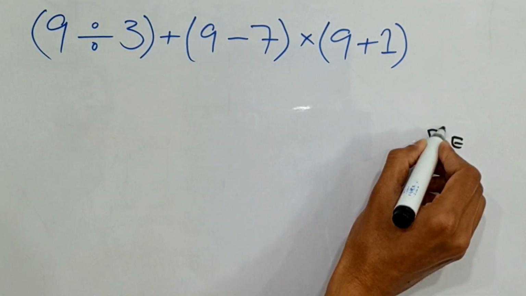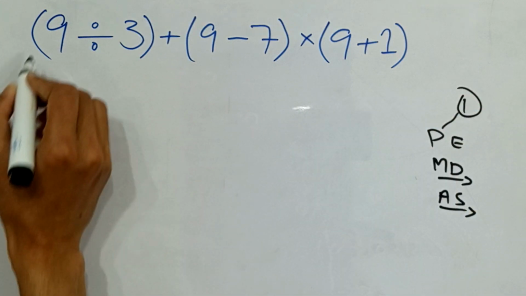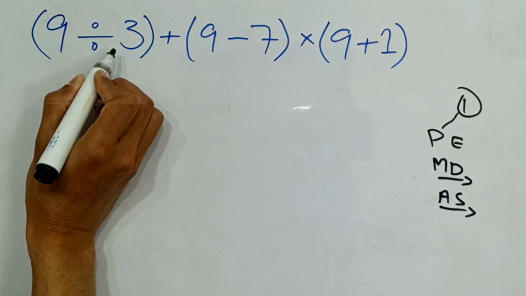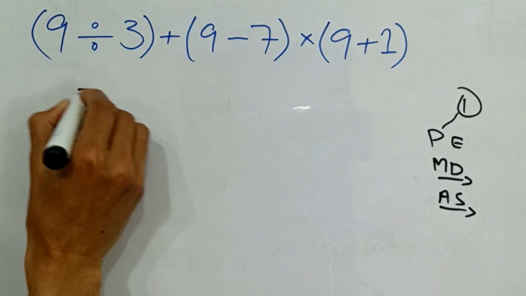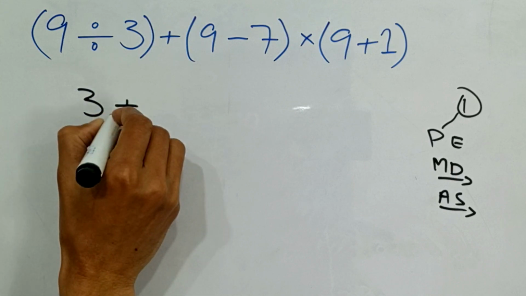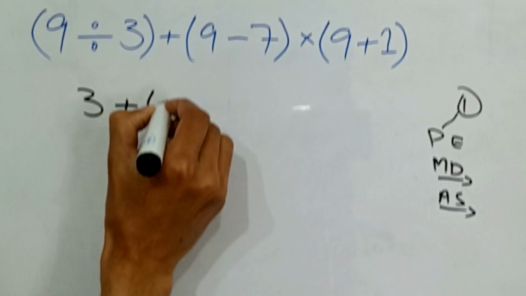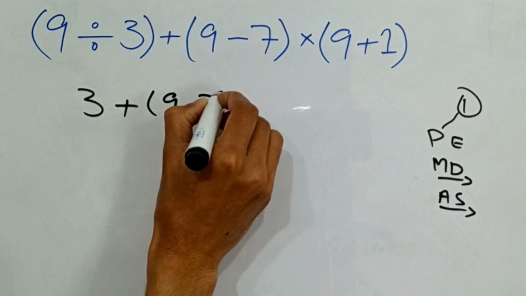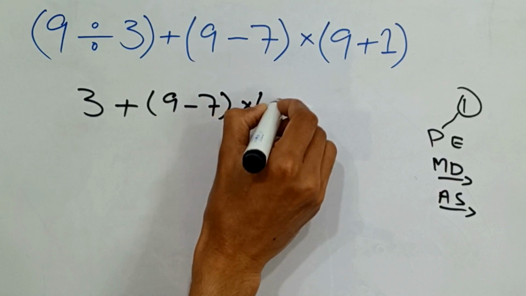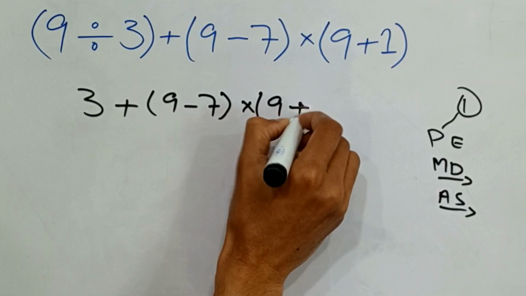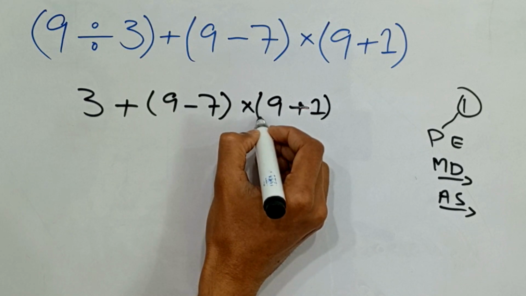So parentheses first, right? Okay. So 9 divided by 3 equals 3, right? Plus 9 minus 7 times 9 plus 1, right?